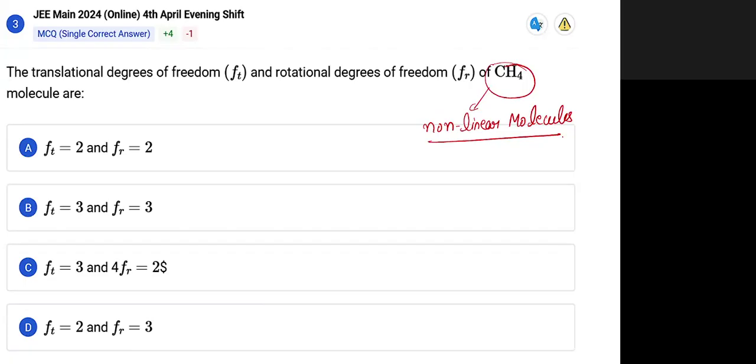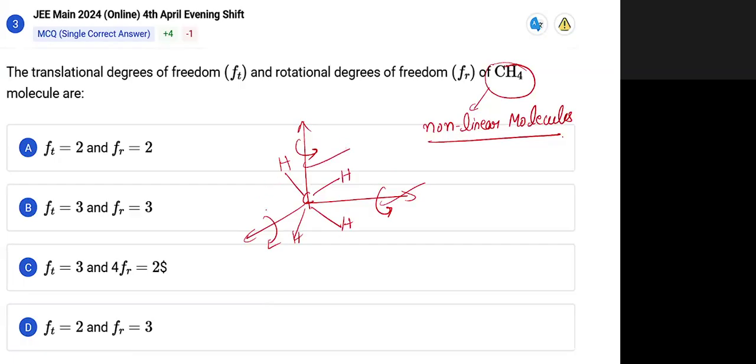The translational degree of freedom. So we know that for a non-linear molecule, the molecule will not lie on any single axis. It will be CH4, which means if you try to rotate this molecule about any axis, it will take rotation about all three axes. Rotation about x-axis is possible, rotation about y-axis is also possible, and rotation about z-axis is also possible. So rotational degree of freedom of this molecule will be 3.